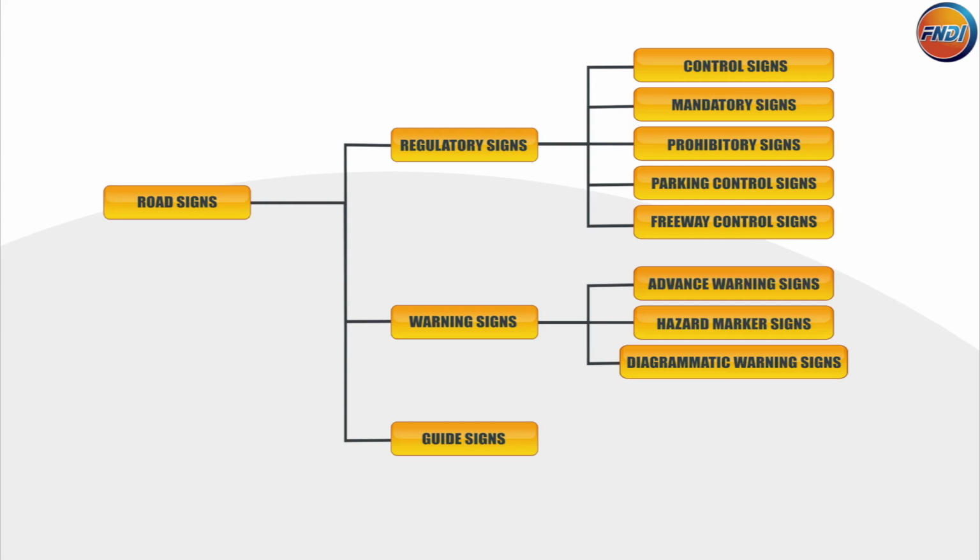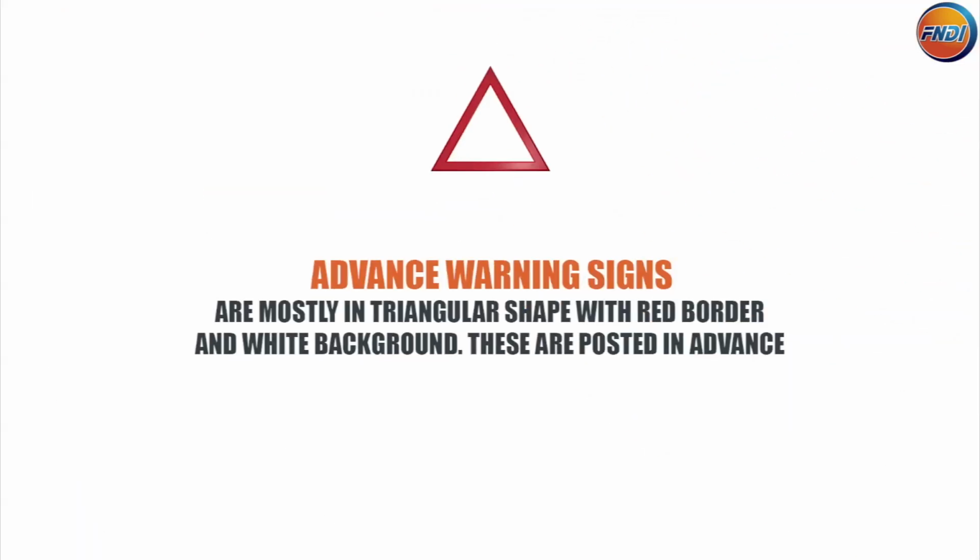Let's see the advance warning signs. Advance warning signs are mostly triangular in shape with a red border and white background. These are posted in advance of the situation.